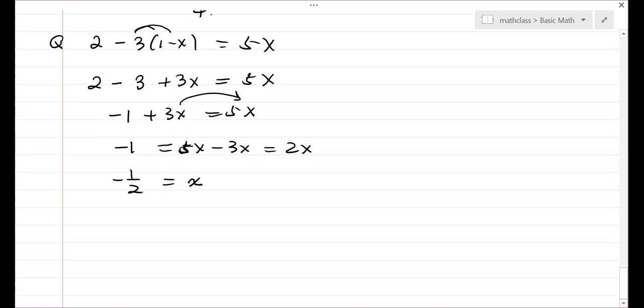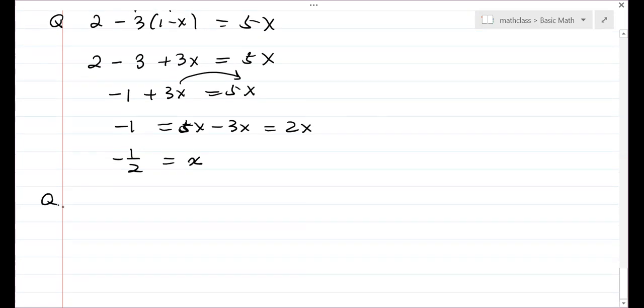So if you get different answers from my answer key, then you go back and check. Sometimes the common mistake is in the first step. You forgot to change the sign when you remove the parentheses.